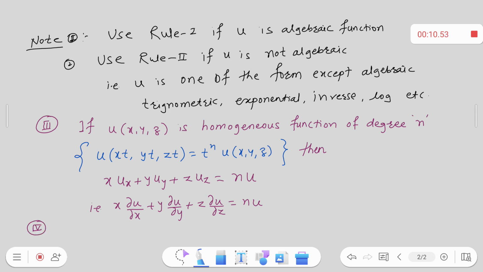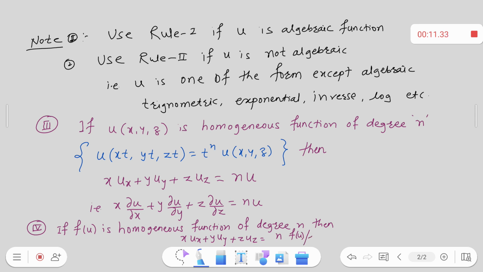Similarly, one more statement is there. If u is not algebraic, if f of u is algebraic, or you may say homogeneous function of degree n, then x ux plus y uy plus z uz is equal to n into f of u upon the derivative of f of u.